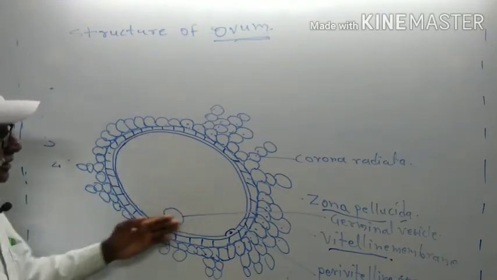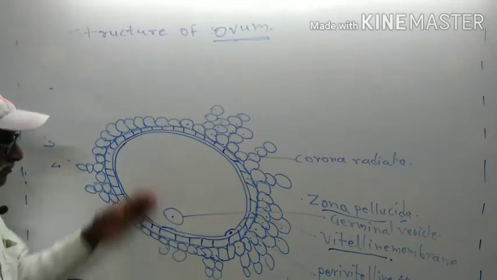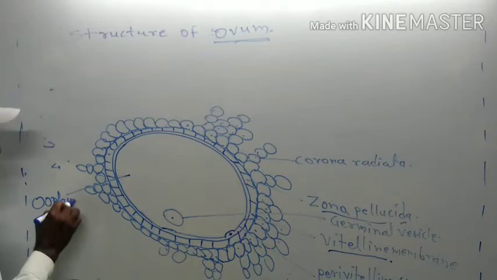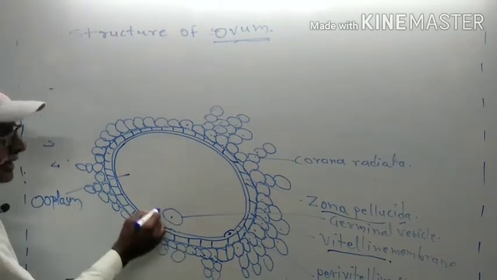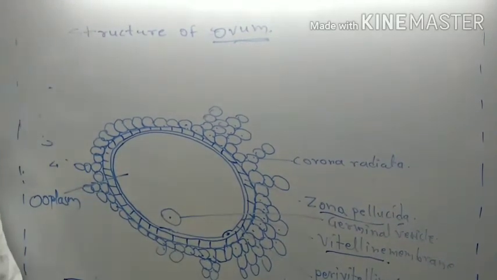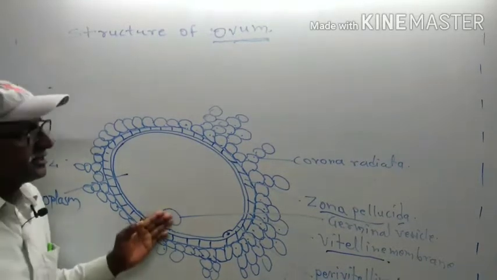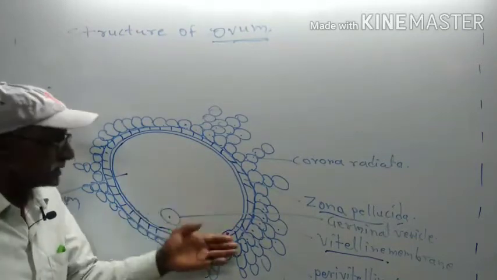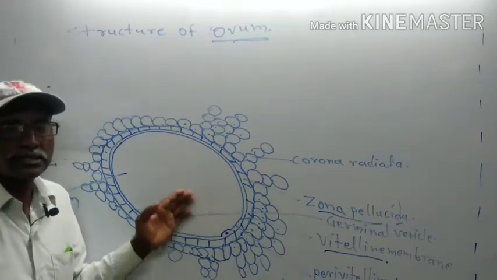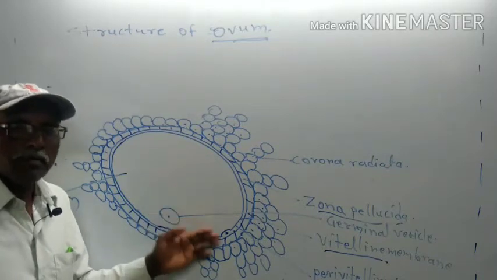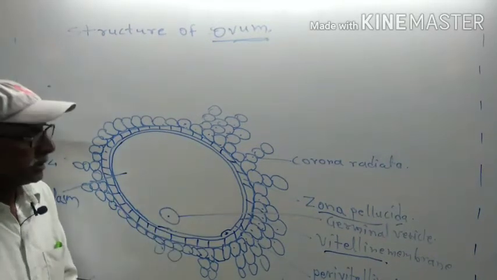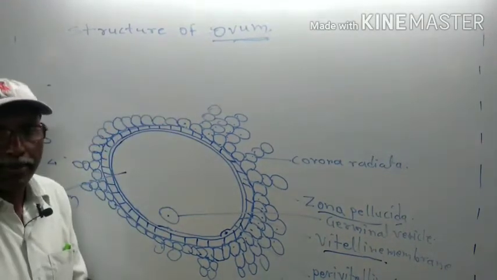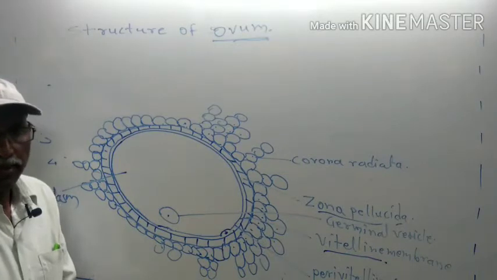And inside the vitelline membrane, this space is called the ooplasm. In the ooplasm, there is a germinal vesicle, and this germinal vesicle turns into the female pronucleus after the sperm enters into the ovum. So, such is the structure of the ovum, the female gamete.